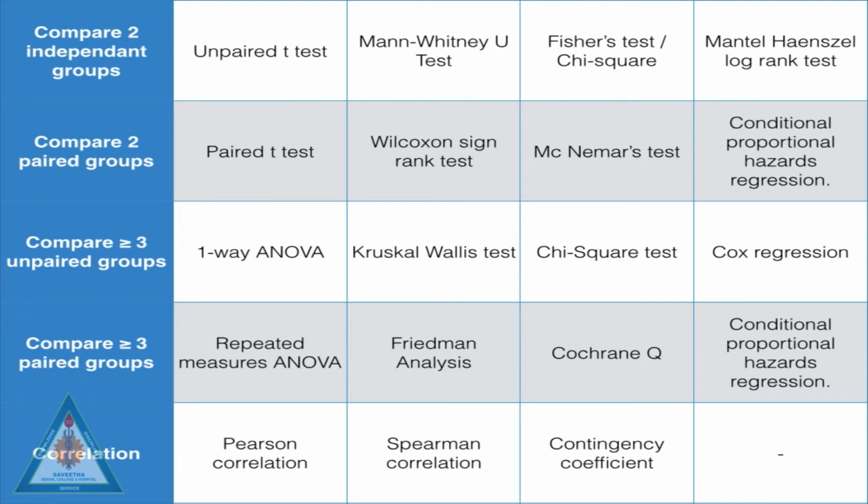If you want to compare three or more paired groups, that is three or more data from the same person or very closely related people, then you will do a repeated measures ANOVA for scale variables, Friedman analysis for ordinal variables, a Cochran Q analysis for binomial variables, and a conditional proportional hazards regression.